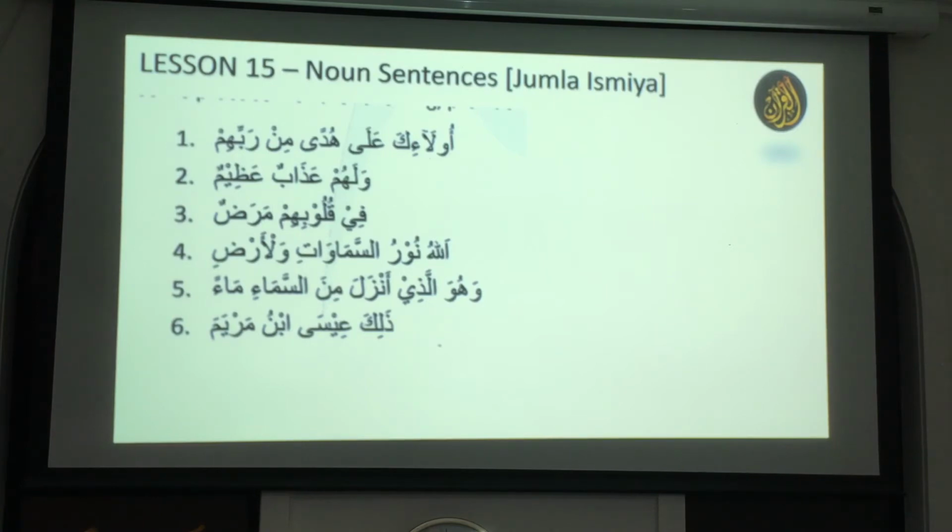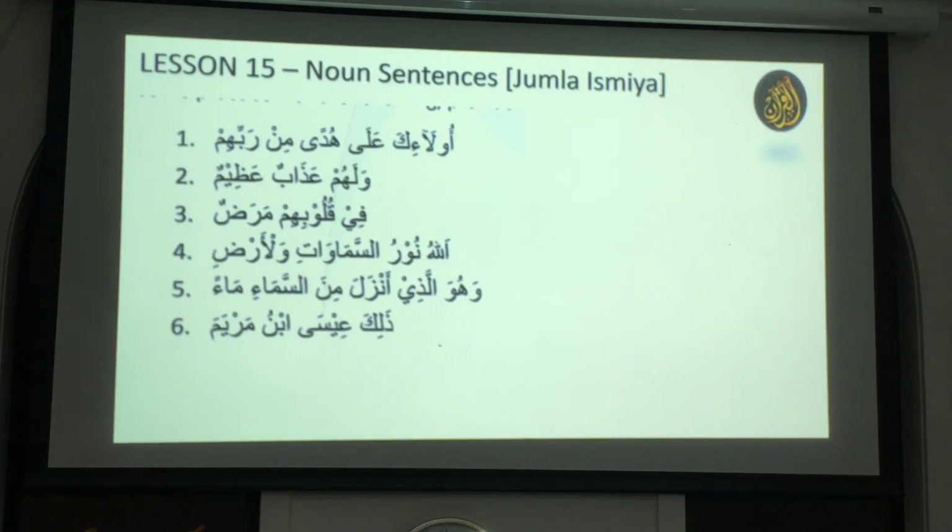So, does ulaika have any connection with ala? No. Ulaika has no connection with ala, because ulaika is a pointing word, followed by a word that is a harf. Ala is a harf of jar. So there is no connection between them. So you have to put a is or an r, because ulaika is plural. Ulaika means those.